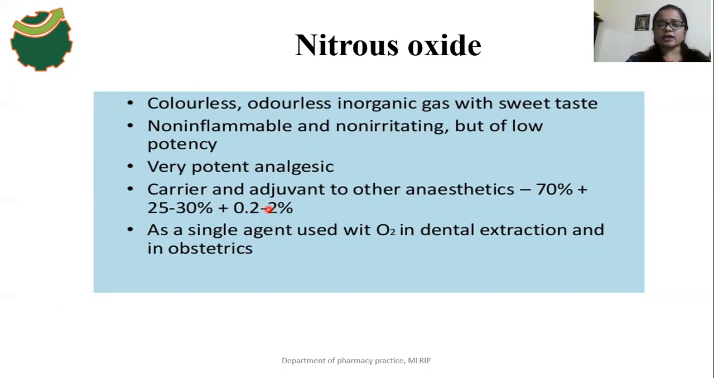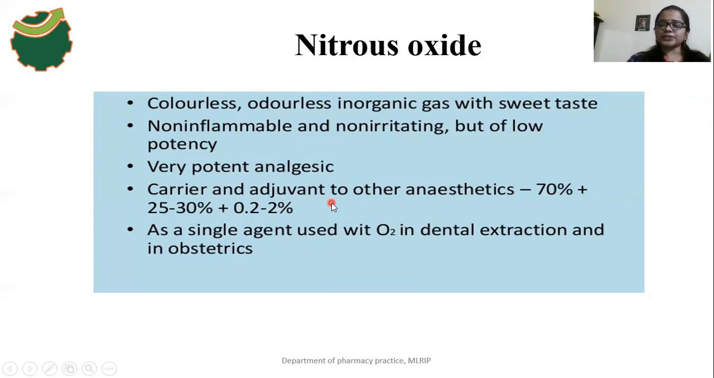What is hypoxia? Hypoxia means there is a lack of oxygen supply to tissues. That is called hypoxia. So this hypoxia is caused by what? Nitrous oxide. That's why nitrous oxide is always used along with oxygen. And it is a very potent analgesic, and it is used along with what?